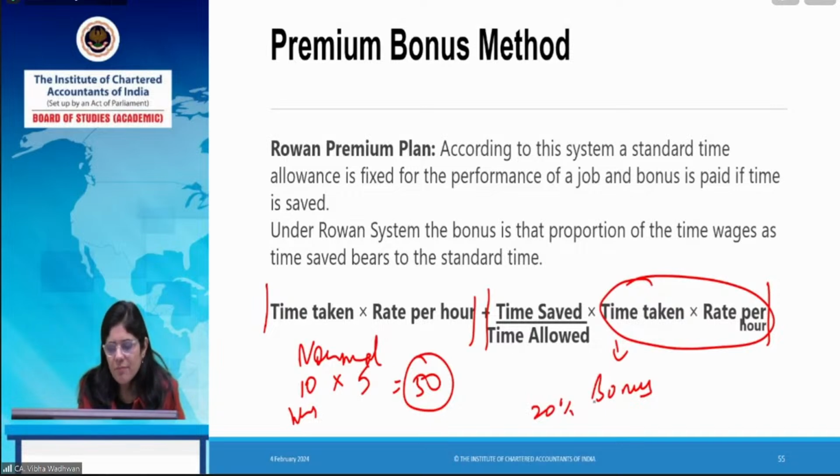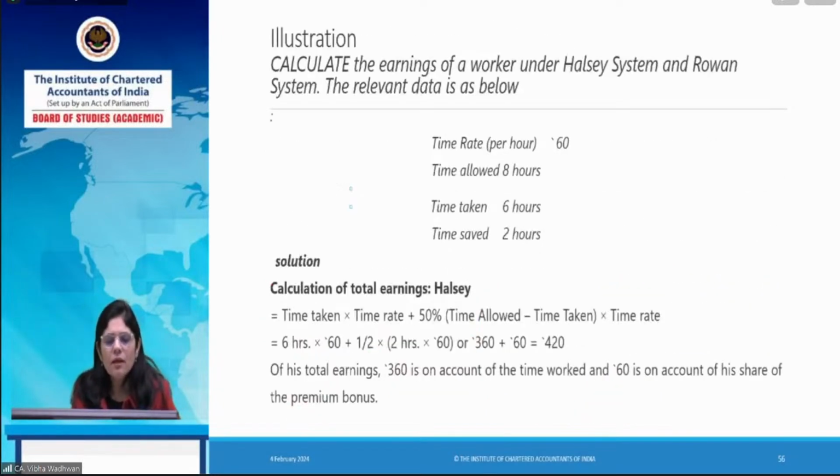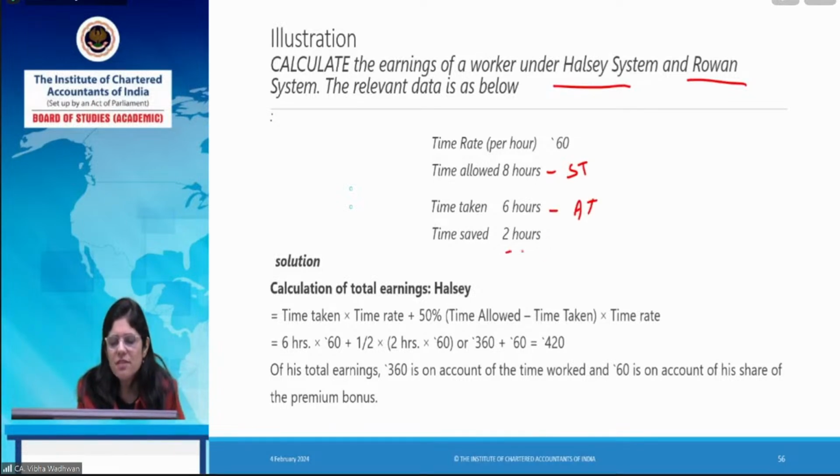So 20% of 50 plus you will get the bonus. So whatever percent the time saved to time allowed. Clear? So this is a small example. You can calculate the earnings as per Halsey and Rowan. Quickly, please calculate. Time allowed, that means the standard time, is 8 hours. The actual time is 6 hours and time saved is 2 hours.